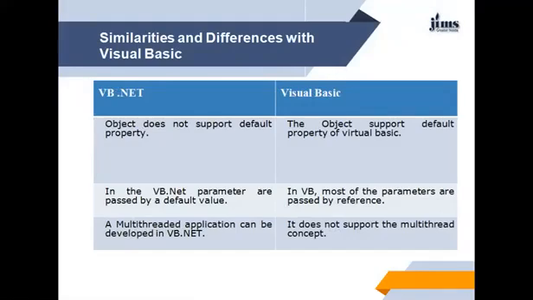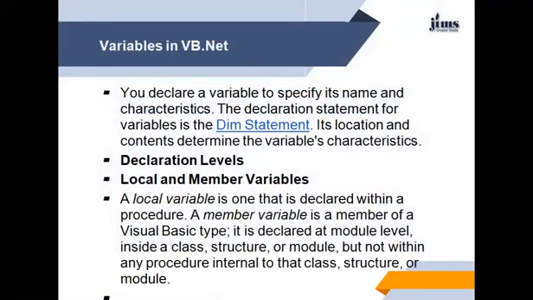In Visual Basic, the object supports the default property. The object does not support the default property in VB.NET. In Visual Basic, most of the parameters are passed by reference, but in VB.NET, parameters are passed by default value. Visual Basic does not support the multi-thread concept, but VB.NET supports it; multi-threaded applications can be developed in Visual Basic .NET. So these are the differences.